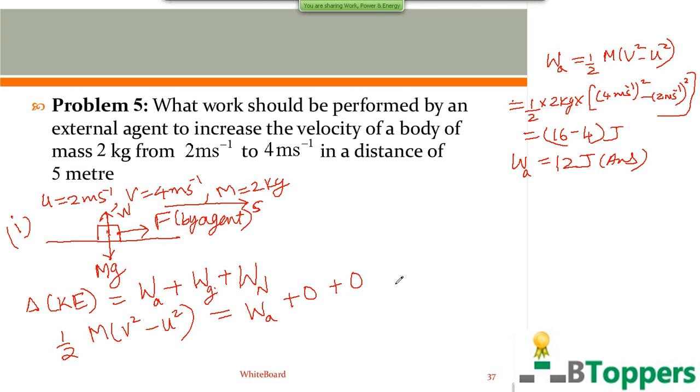Here in the second part of the question, you are asked to find the work done by the external agent to increase the velocity of the body from 2 meter per second to 4 meter per second in a distance of 5 meters along a horizontal floor, if a constant retarding force due to friction with magnitude 2 Newton acts for the entire distance. Let small f denote the magnitude of the retarding force due to friction.